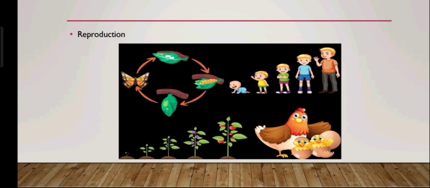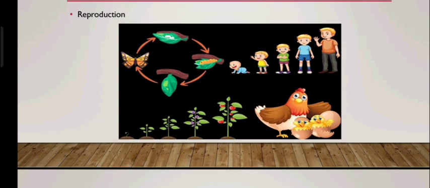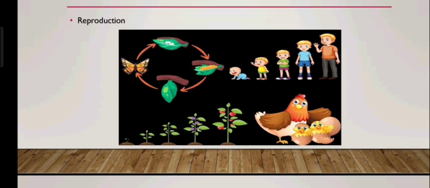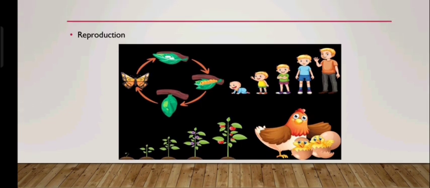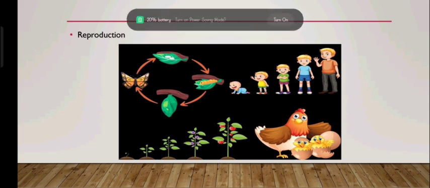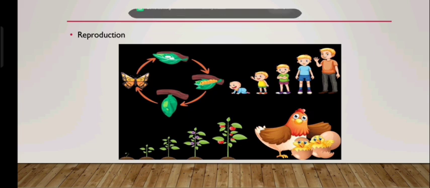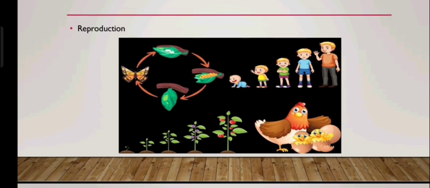Coming to the plants, plants also reproduce by means of seeds. If we sow a seed in the soil, it will develop into a new plant. And non-flowering plants reproduce by means of tiny structures called spores. And then coming to non-living things, non-living things will not reproduce.